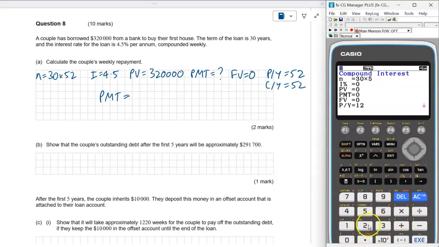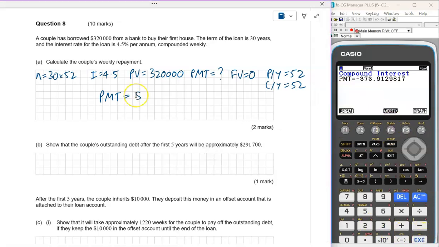So 30 years of weekly payments works out to be 1,560 repayments, an interest rate of 4.5%, present value of 320,000. PMT is what we're trying to solve for. Future value is 0. PY and CY are both 52. So based on that, what is the PMT? Works out to be $373, and rounding up to the next cent, 92 cents. So they need to make weekly payments of $373.92.